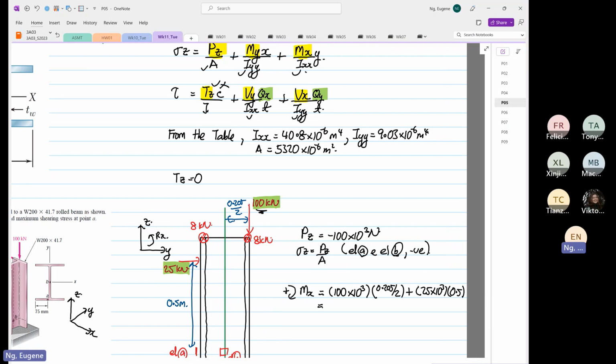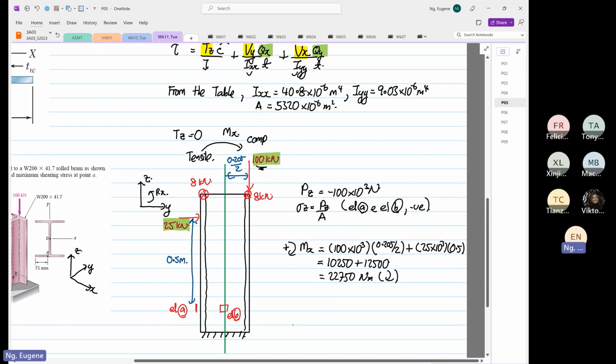So this will be equal to 0.205 divided by 2 times 100 times 10 to the power 3, which is 10250, plus 25 times 10 to the power 3 times 0.5, which is 12500. So this will be equal to 10250 plus 12500, which is equal to 22750 Newton meter, and it's going to be in this direction, right? So we know that this is your moment in X, compression, tensile. That's why the moment vector is so helpful now.